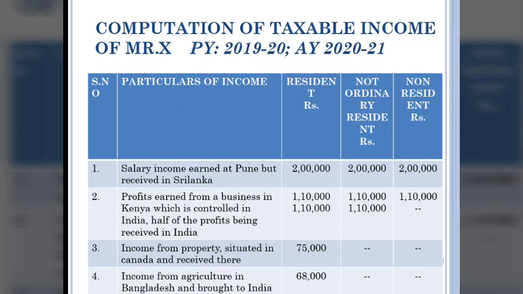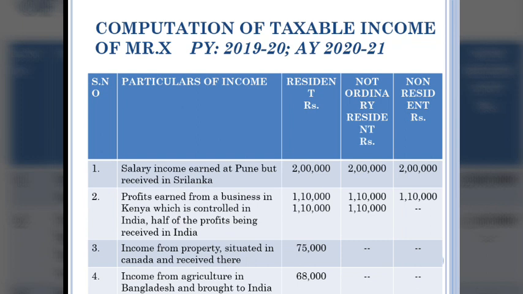Salary income earned at Pune but received in Sri Lanka, it is an Indian income, so I have put in 2 lakhs, 2 lakhs, 2 lakhs. Then next, second one, profit earned from business in Kenya which is controlled in India, half of the profit being received in India, so total profit is 2,20,000. Half means 1,10,000 and 1,10,000. So the first 1,10,000 is received in India, so it is taxable to all.